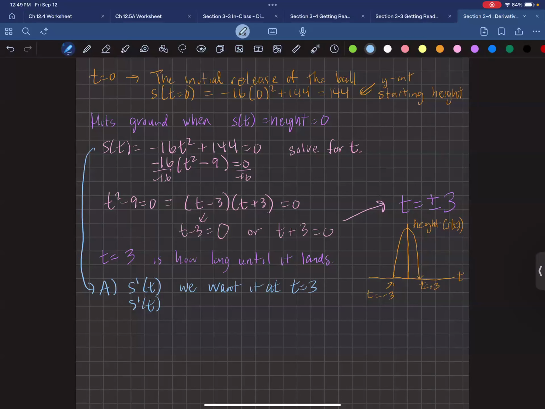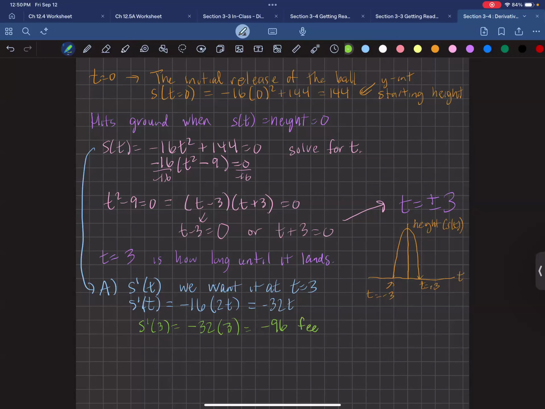So I have negative 16, and the derivative of t squared is 2t, and the derivative of a constant is 0. So this just ends up being negative 32t. So when we evaluate it at 3, we get negative 32 times 3, which is negative 96. And this is going to be feet per second.